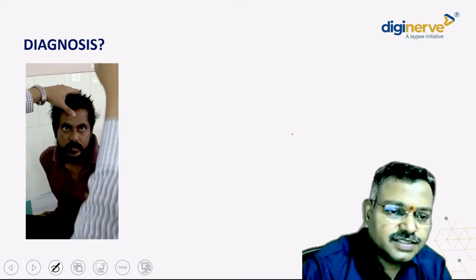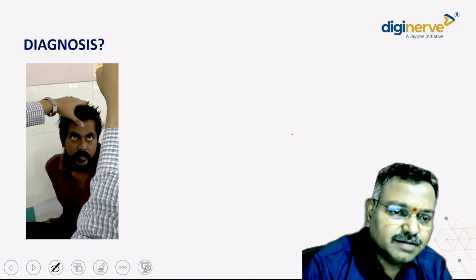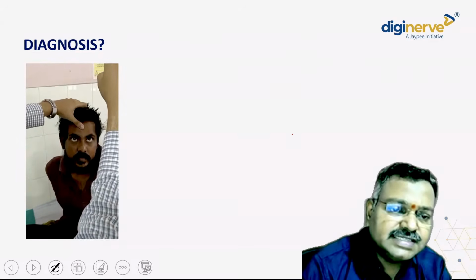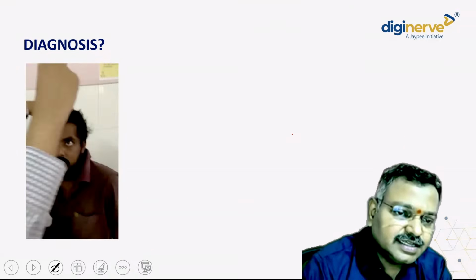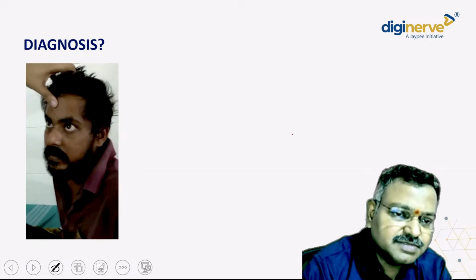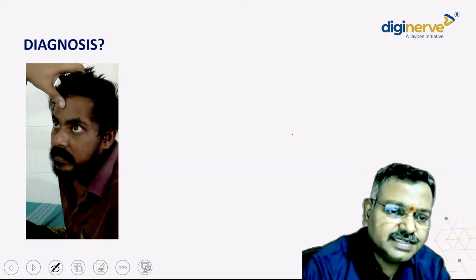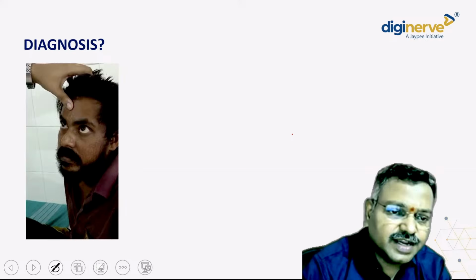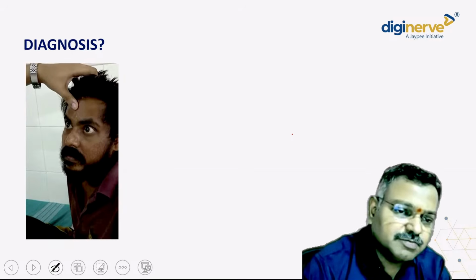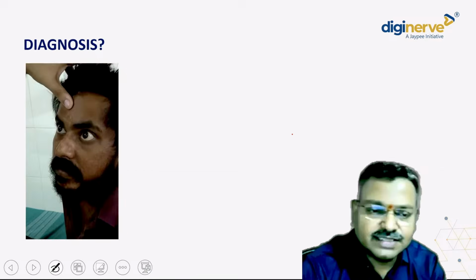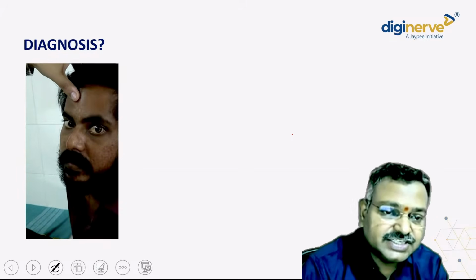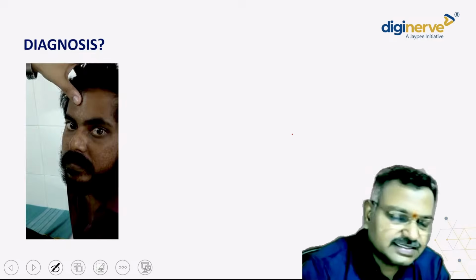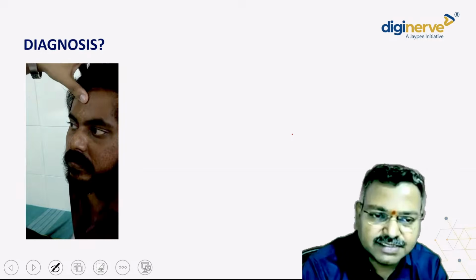So you can see here the patient is looking up and you're seeing an upbeat nystagmus, very, very characteristic upbeat nystagmus. It's going up. So this type of upbeat nystagmus is very localizing to a brainstem lesion, especially the midbrain lesions. He has a lateral gaze nystagmus also, but the upbeat nystagmus is very classical.